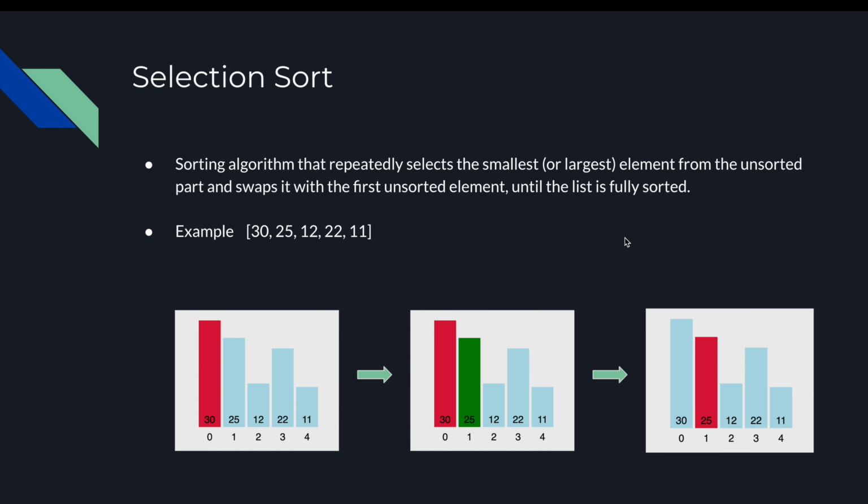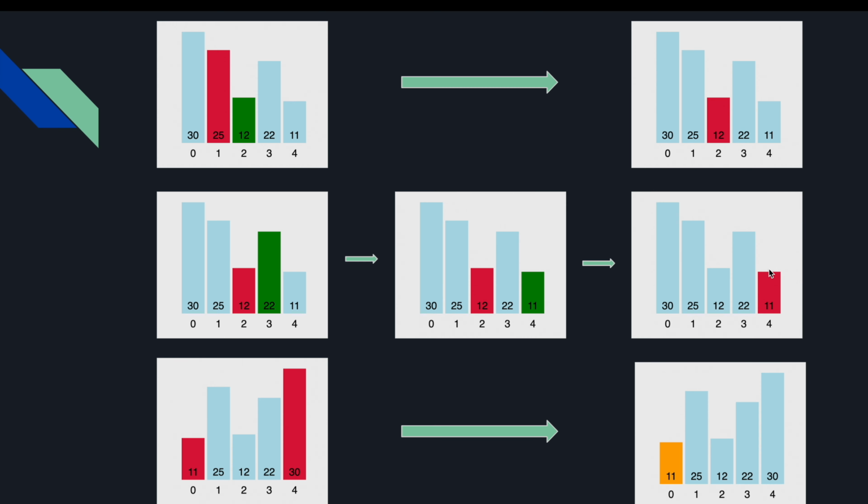Now if we look at our definition, we have to swap it with the first unsorted element, and since this whole array is unsorted, the first unsorted element is 30. So we will swap the smallest element, which is 11, with the first unsorted element, that is 30. And after swapping, it will look something like this. 11 will come to the 0th index and 30 will move to the last index.